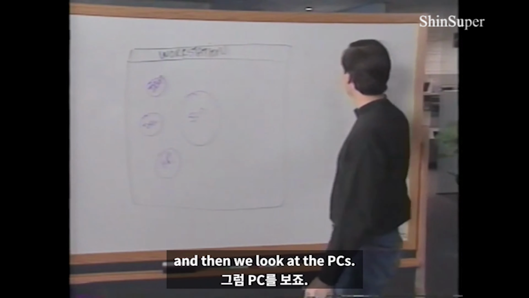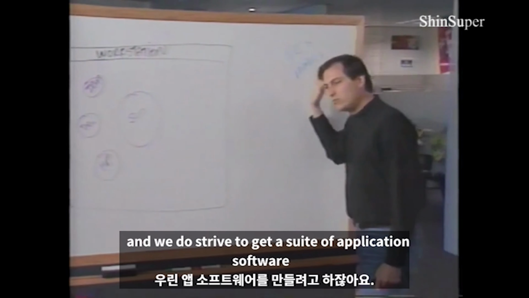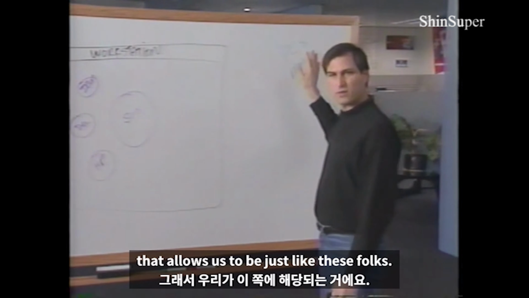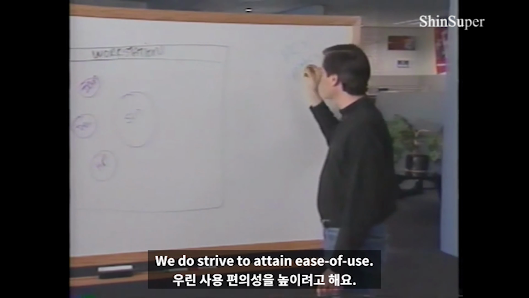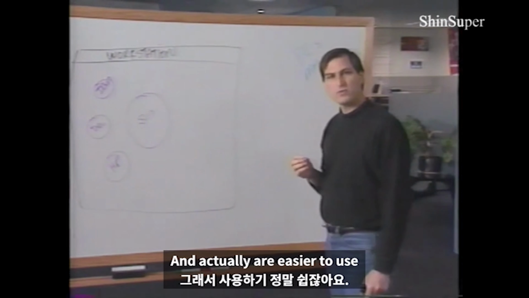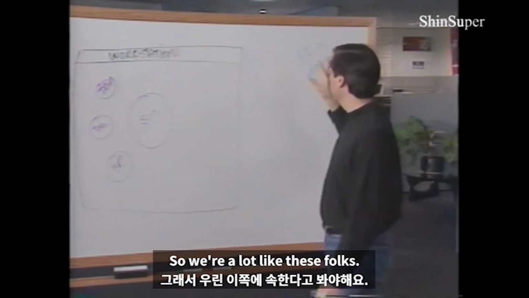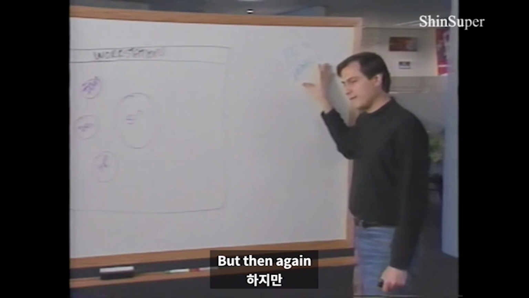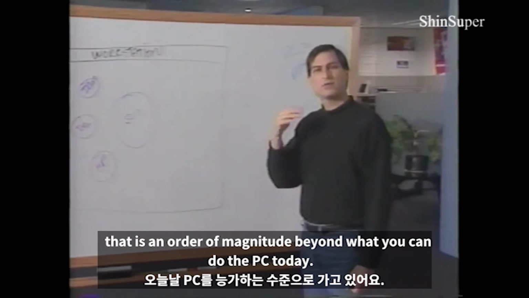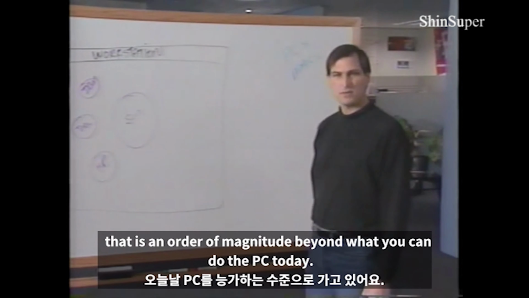And then we look at the PCs, and we do strive to get a suite of application software that allows us to be just like these folks. We do strive to attain ease of use, and actually are easier to use than even a Macintosh today. So we're a lot like these folks, but then again, we have multitasking and networking that is an order of magnitude beyond what you can do with a PC today.